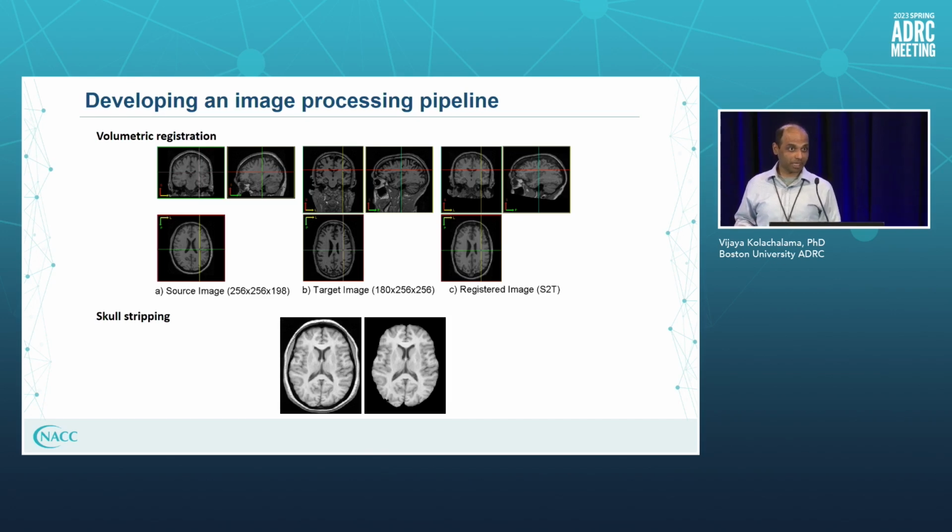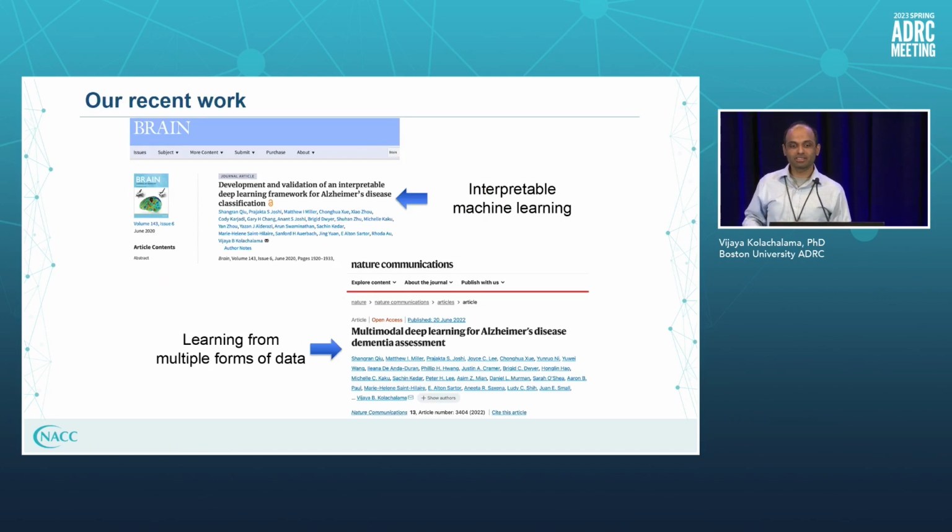So we spend a lot of time doing this image registration, and then we also come up with automated routines to remove that bright thing around the brain, and then make sure that this data is actually amenable for machine learning, right? So once we do all this, we were able to publish some work, and these are a couple of papers that we recently published.